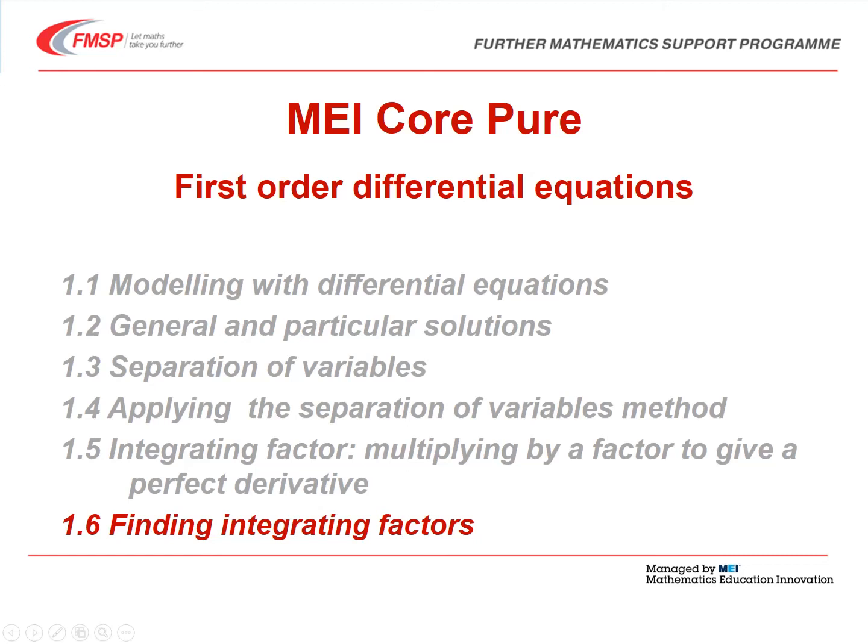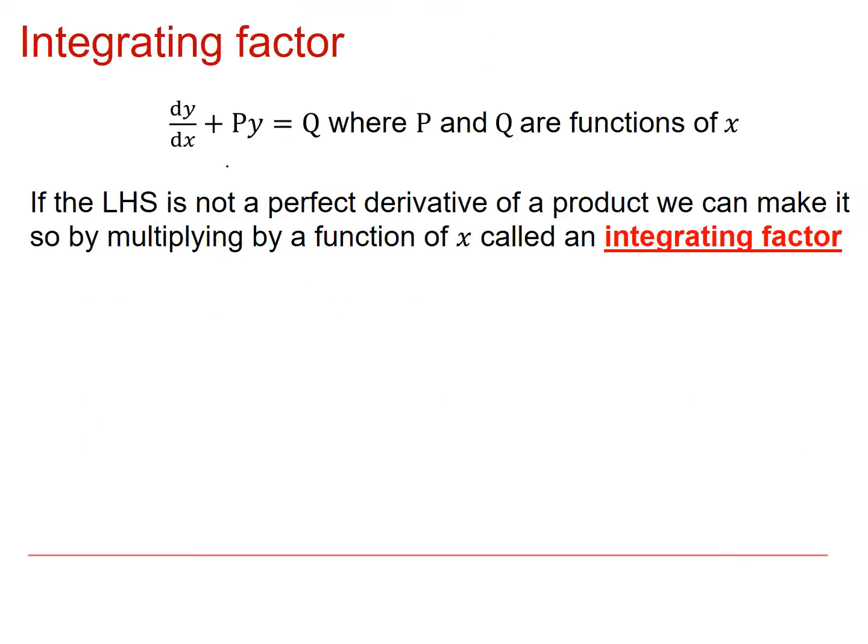This is a video for MEI Core Pure Mathematics, first order differential equations, 1.6, finding integrating factors. If we have a differential equation of the form dy by dx plus py equals q, where p and q are both functions of x, we can solve this, provided we can turn the left-hand side into a perfect derivative.